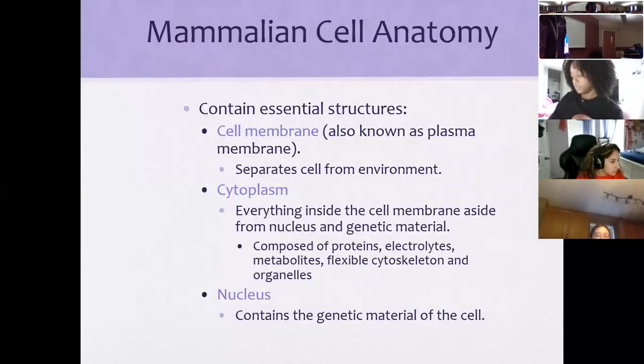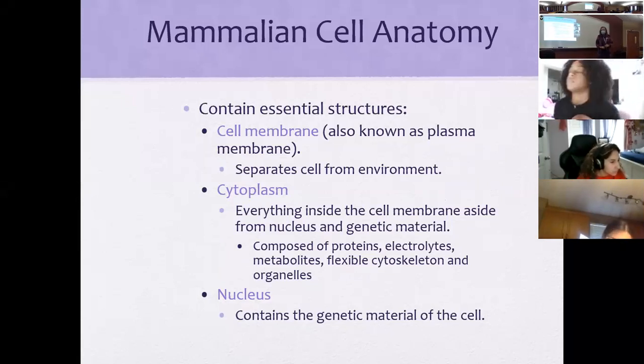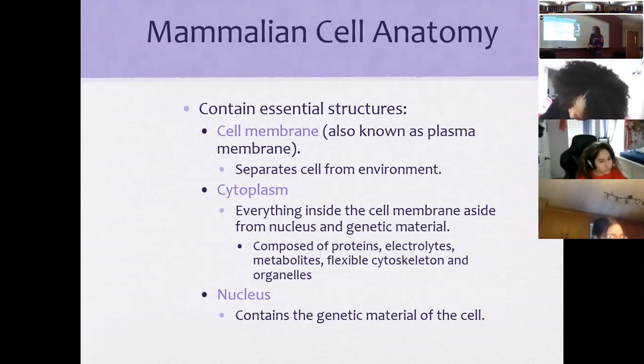All right, we started talking about the cell membrane. The plasma membrane is what it's also sometimes known as. And this cell membrane is made up of a phospholipid bilayer. It's like the skin of the cell, and it separates it from the environment. The cytoplasm is everything inside, including the nucleus and excluding the genetic material. And then our nucleus, which is kind of the brain of the cell, this is where we're going to find that genetic material.